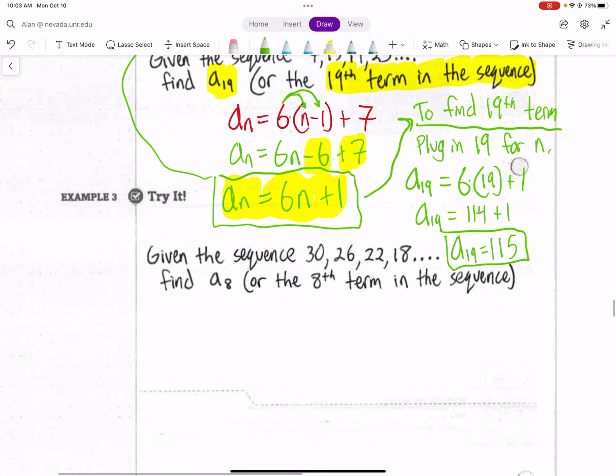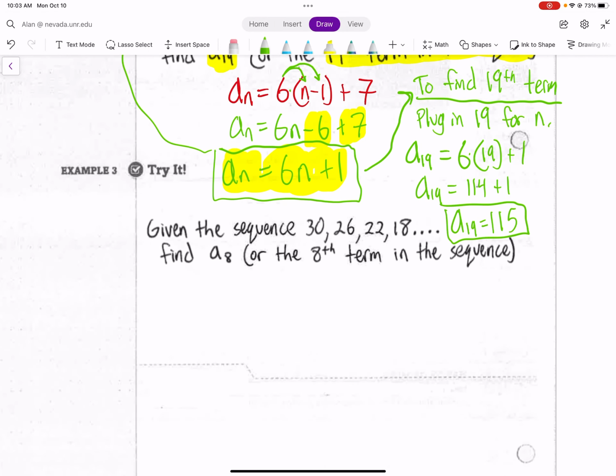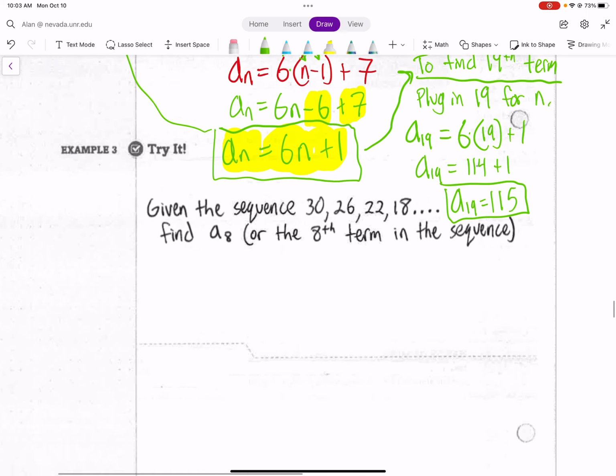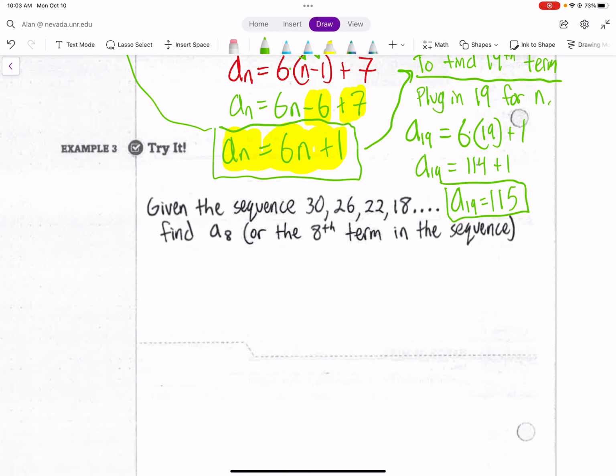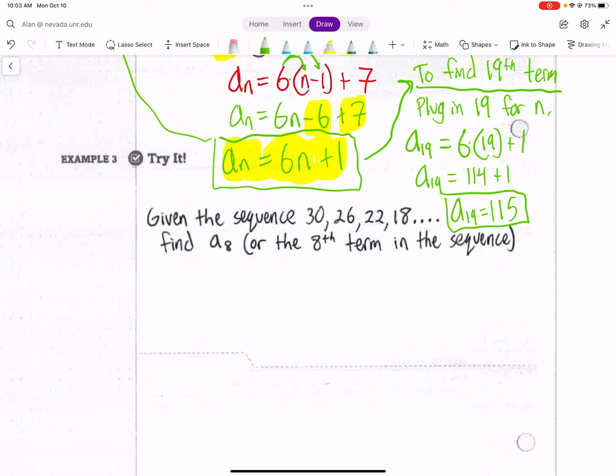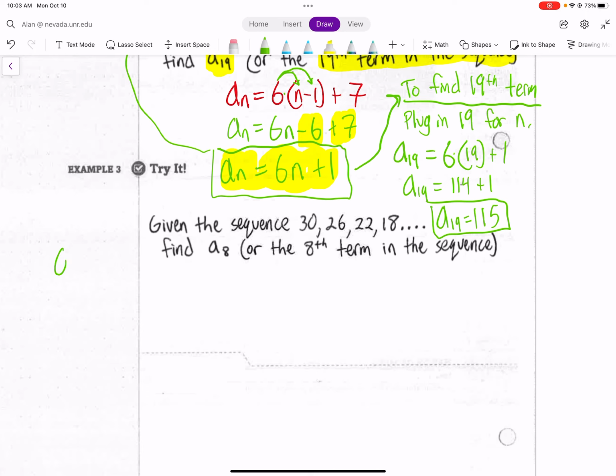Let's do the same thing for this next one. We're given a new sequence, 30, 26, 22, and 18, and so on. Now we're going to find the 8th term in this sequence. So it is exactly the same steps. We need to find a sub 1, and we need to find d, the common difference here.